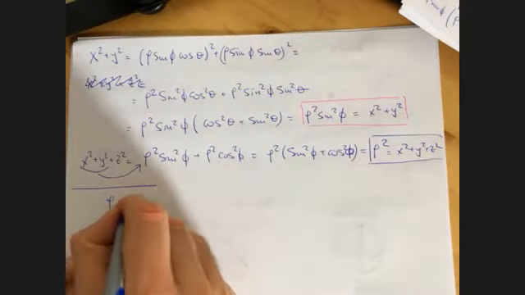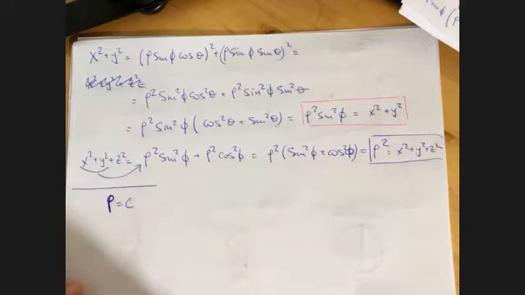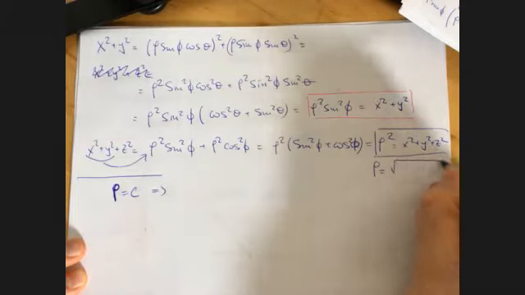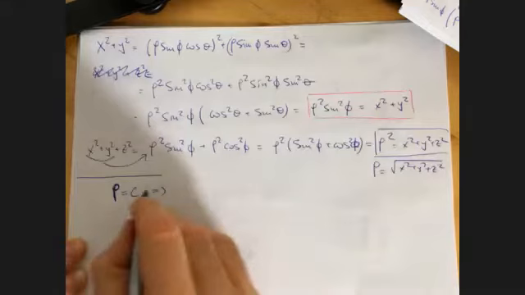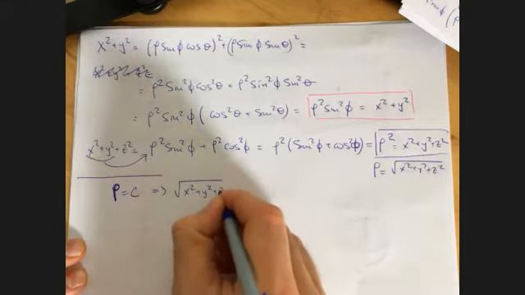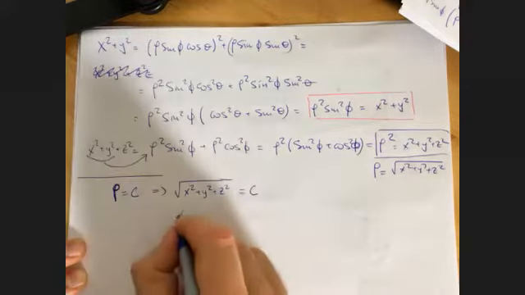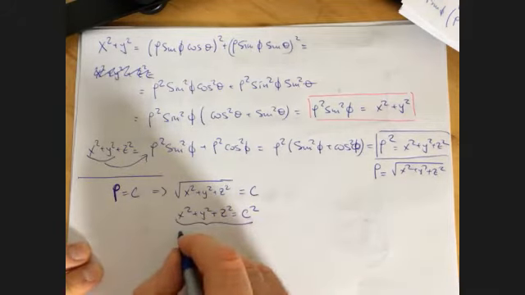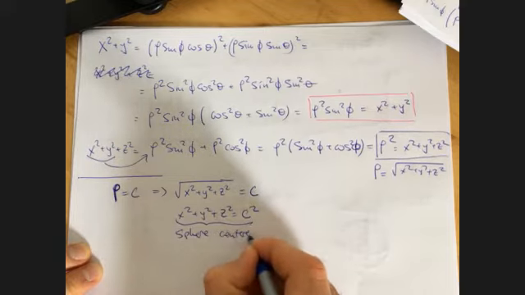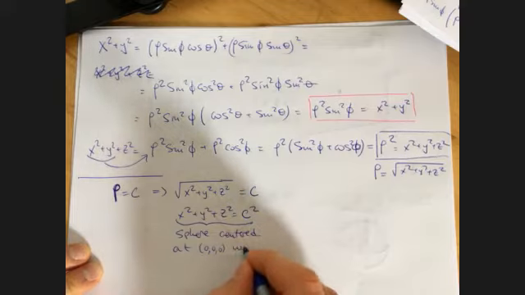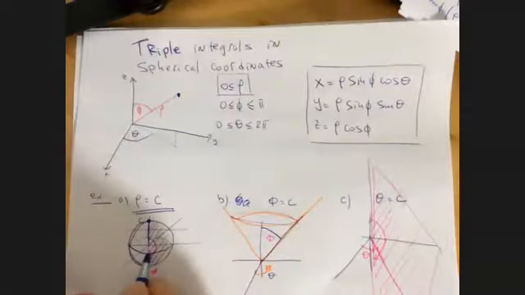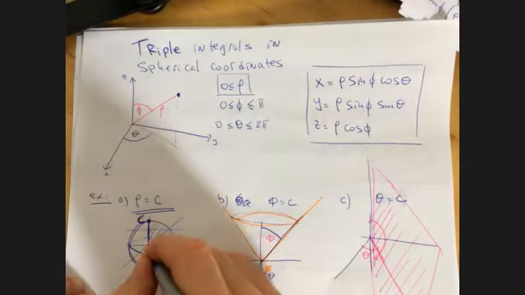Now let's go back to the example that I just did, to this example right here. Rho is equal to c, not phi, rho is equal to c. But from here, how much is rho? Rho is equal to the square root of x squared plus y squared plus z squared. So this implies the square root of x squared plus y squared plus z squared is equal to c, or that's x squared plus y squared plus z squared is equal to c squared. And this indeed is an equation of a sphere centered at the origin with radius c. Exactly what we had here. So it's a sphere with radius c, centered at the origin.